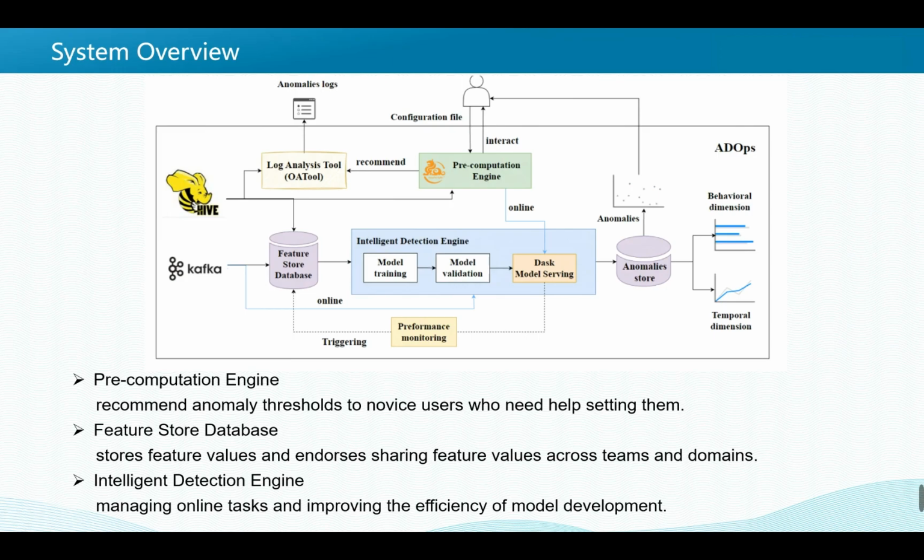The intelligent detection engine is responsible for managing online tasks and improving the efficiency of model development. It receives the monitoring configuration from the pre-computation engine and creates Dask real-time monitoring tasks based on the configuration items. After the engineer completes the model training, he can provide data format, model storage location, and model type to the intelligent detection engine in the form of JSON, and the intelligent detection engine can deploy the model online to provide real-time anomaly detection services.